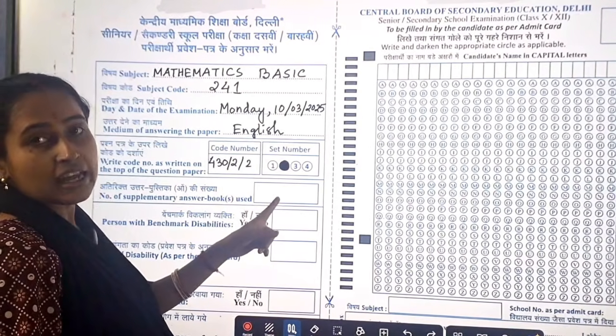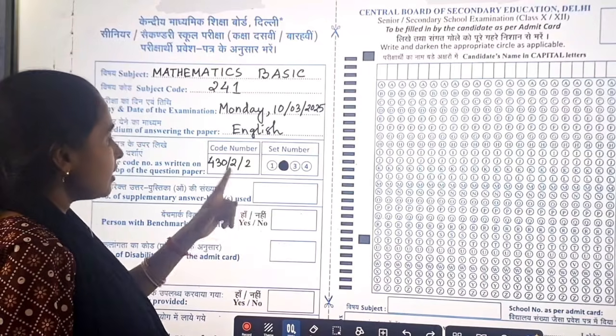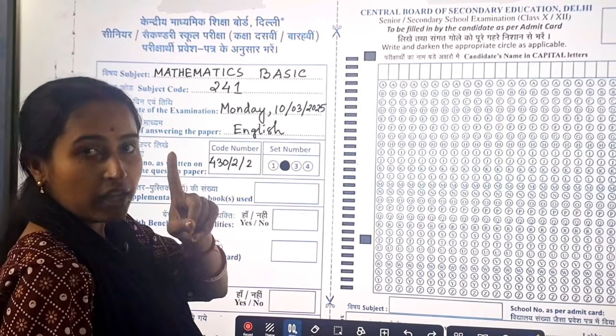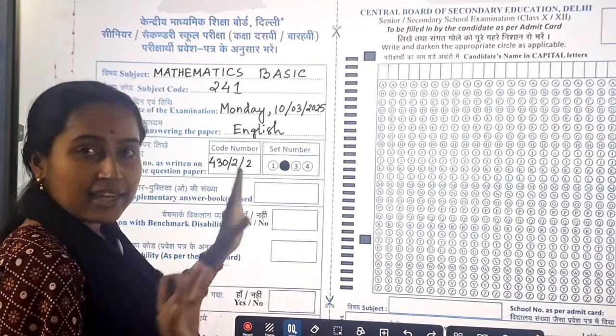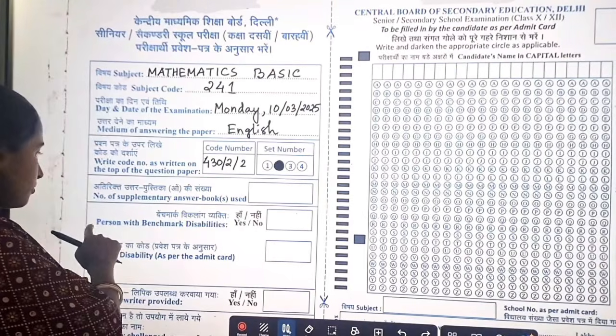After that it is written, number of supplementary answer books used. That one you have to fill in last, before submitting the paper. If you are taking any extra sheet, then you need to write how many extra sheets you are taking. Suppose you are taking only one extra sheet, so you will write 1. And if you are not taking any extra sheet, then you can write no or nil like this.